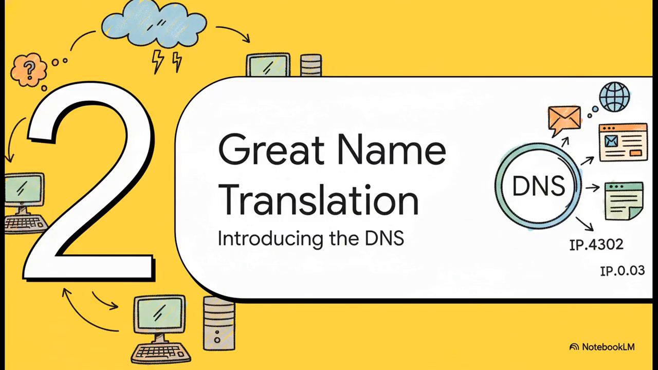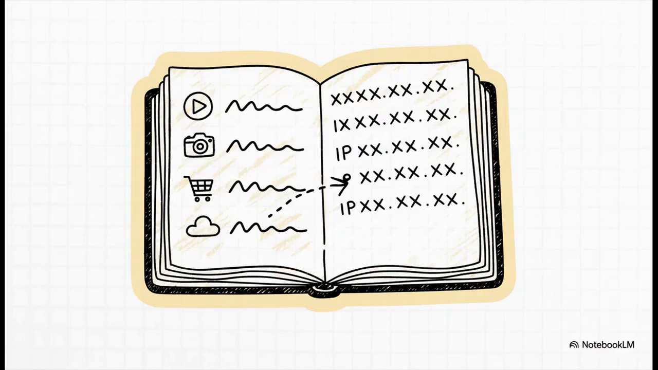Let's talk about the system that makes this whole translation possible, the domain name system, or, as you'll hear it called, the DNS. To put it simply, the DNS is basically the internet's giant global phone book. It's this massive database that stores the name of pretty much every website and matches it to its corresponding IP address. It's the essential bridge between our human language and the computer's number language.